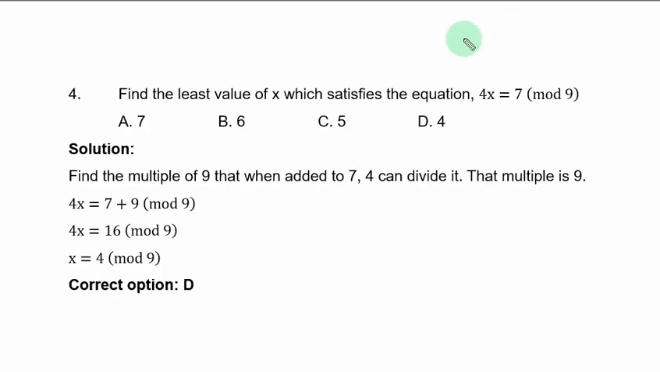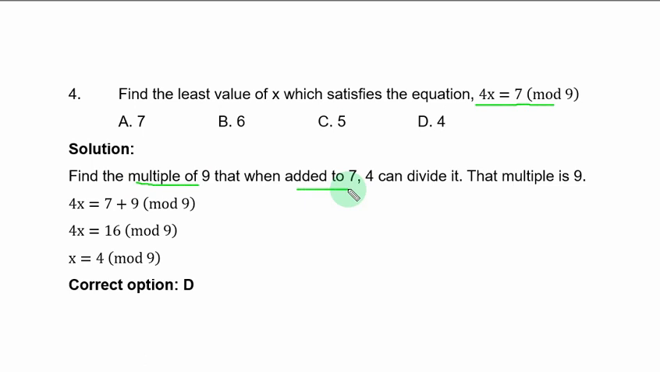Question 4. Find the least value of S which satisfies the equation 4S equal to 7 modulo 9. Solution. Find the multiple of 9, that is the given modulo, that when added to 7, 4 can divide it without remainder. That multiple is 9. Multiples of 9 include 9, you have 18, you have 27, 36, and so on.